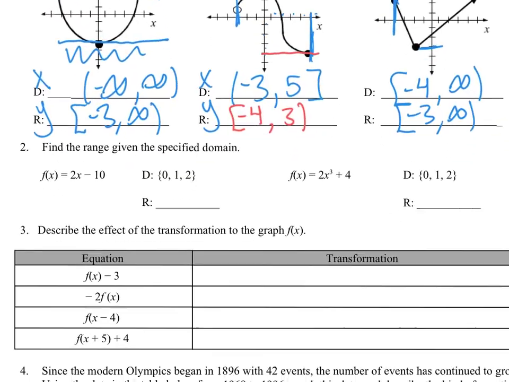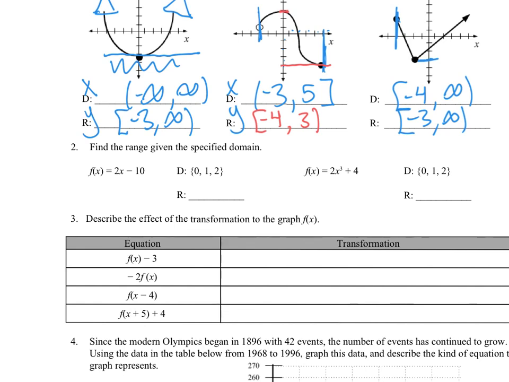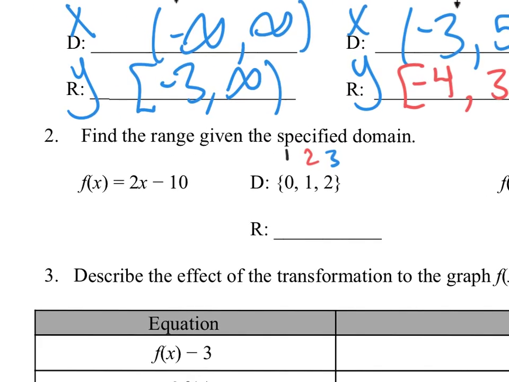Okay, super simple, nothing crazy. Number 2, even easier. We kind of went through this as well. You just plug in numbers here. So these 0, 1, 2. Let me zoom in so I have more room. So you just plug them in. So 2 times 0 minus 10, -10. That's going to be your first point of range.